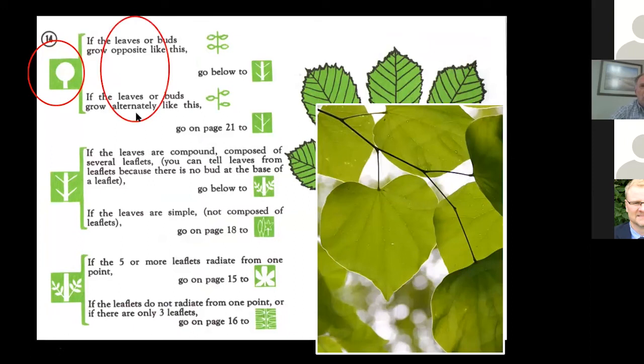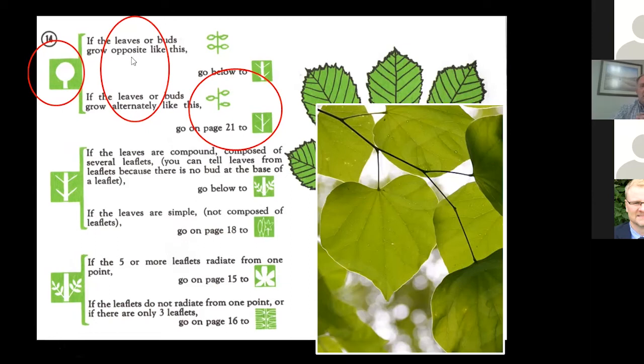The two words that you need to find here are opposite, alternate. Okay. And you should be saying to yourself, that looks like an alternate going tree to me. Correct. And it's going to tell you to go to page 21. Well, we're on page 14. So between pages 14 and 21 are all the alternate trees. No, I'm sorry, all the opposite trees are on pages 14 to 21.